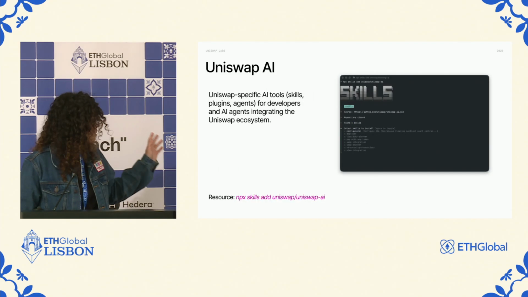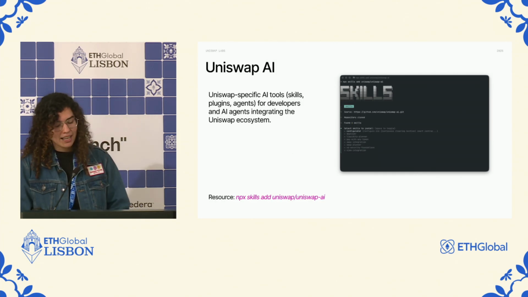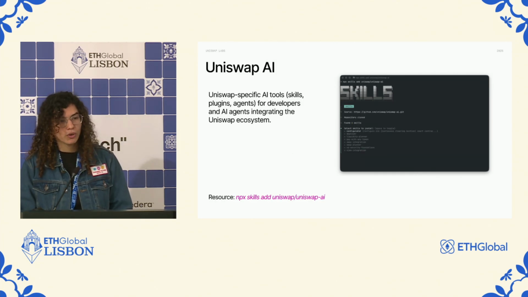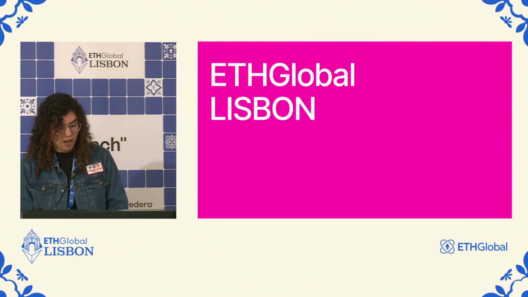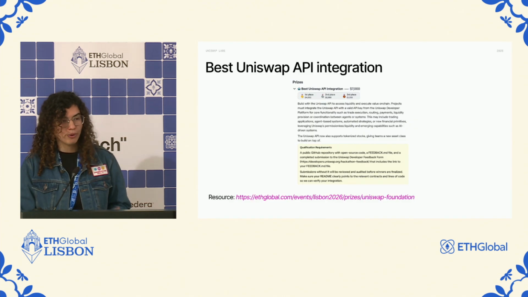And finally, the Uniswap AI, which is a set of AI tools that you can all use to interact across all of our stack, including the v4 hook security framework, including the Uniswap API, including, I don't know, liquidity provision, and more. So yeah, for this hackathon in particular, we have two tracks.